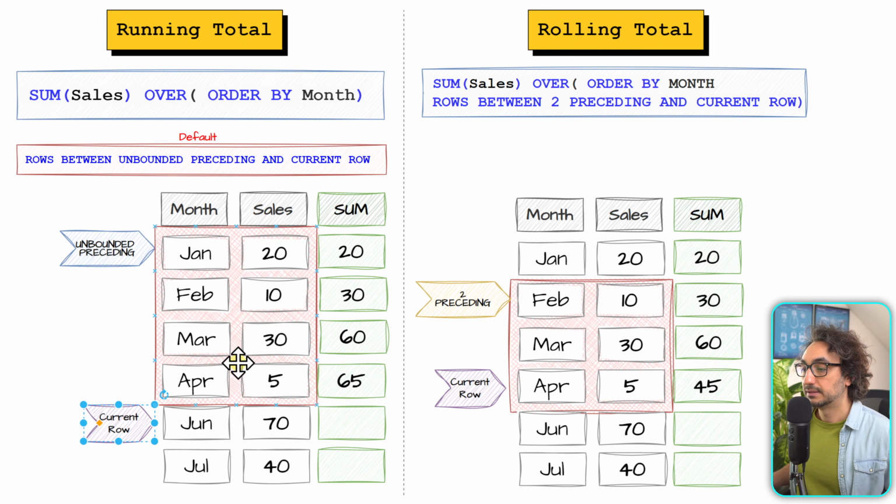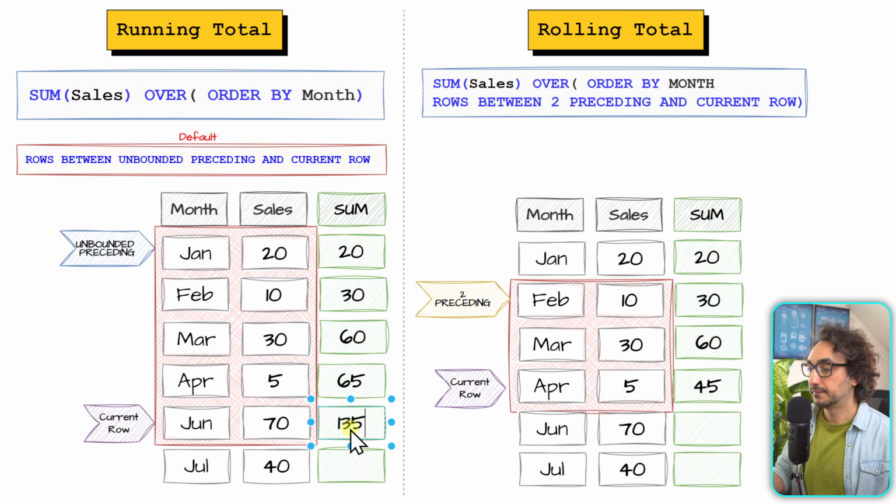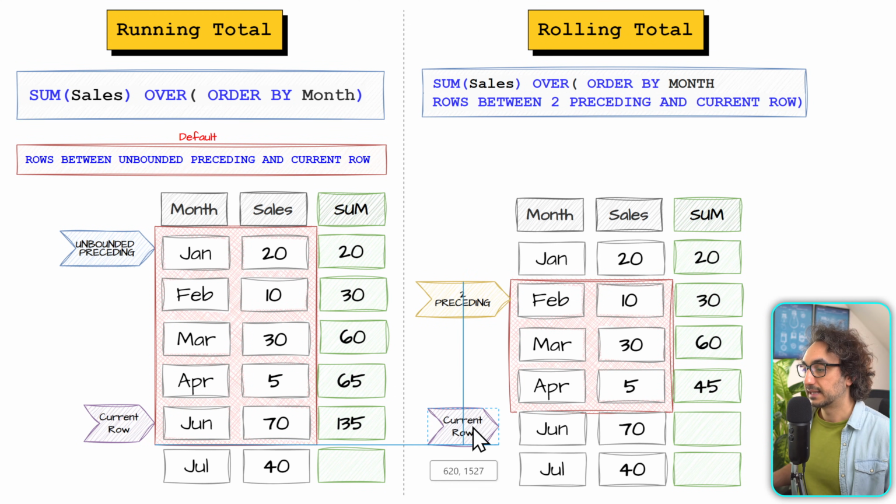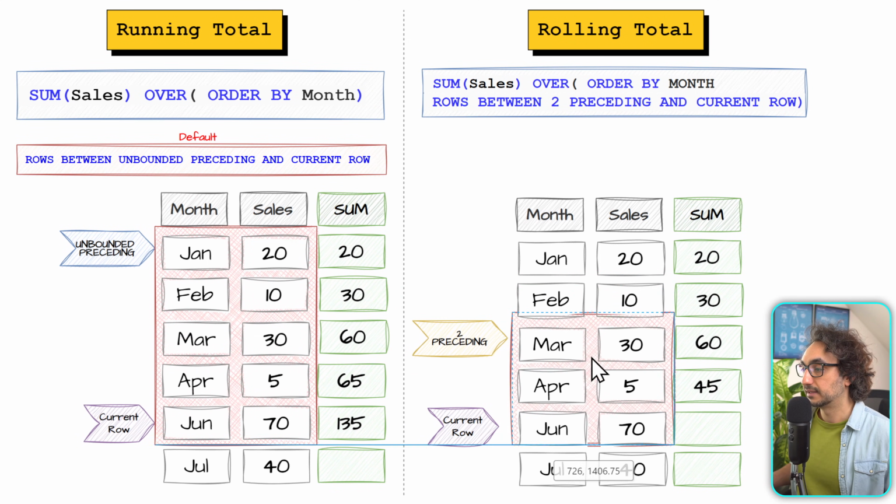Now we are at June. What can happen on the left side? The frame is gonna get bigger. And with that, we will get the result of 135. So the frame is getting really bigger, but on the right side, it's gonna have a fixed frame. So we are just sliding, shifting, and rolling. So with that, we are adding a new member. Another member is leaving, the oldest one, and the total over here is gonna be 105.